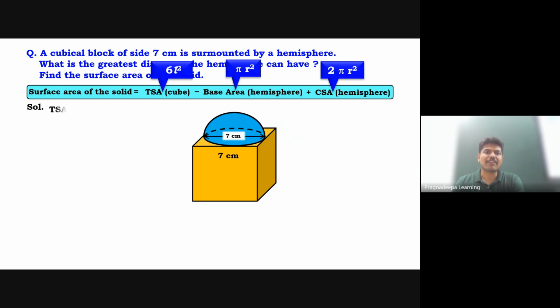So now I'll find the TSA of a cube, that is 6L squared, which is 6 into 7 squared. So it's 6 into 49, which gives us 294 centimeter square. Should I make you understand why 6 into 49 is 294? Everyone is aware of? Multiplication, correct. Okay. Next.